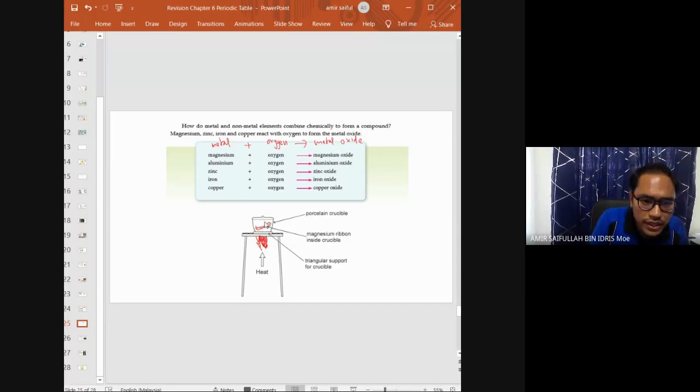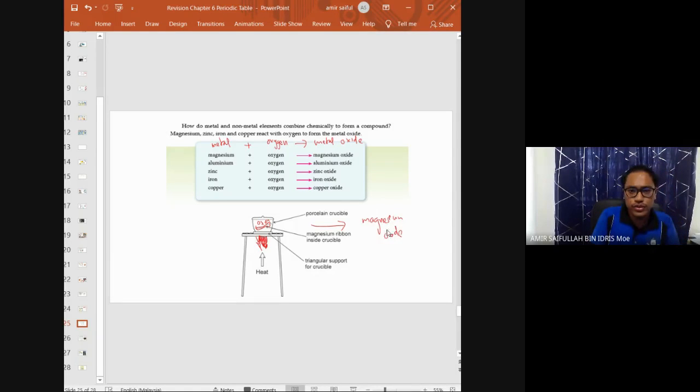Okay, so in the porcelain cube, actually there is oxygen gas. So the oxygen gas, under hot temperature, will react with the magnesium. And after you heat them, it will form magnesium oxide. So it will become a new compound. This compound, they are already chemically combined together, so it is very hard to separate them. Okay, can understand or not?